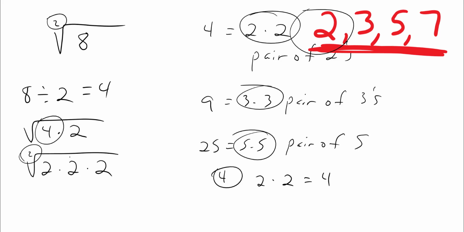Okay? So what I'm going to do is take a pair of 2's out and bring it to the outside. Let me just do a couple of these problems. When I bring a pair out, it becomes a 2, because I'm taking the square root of 4, which is 2. And what do I have left over? A 2 on the inside.